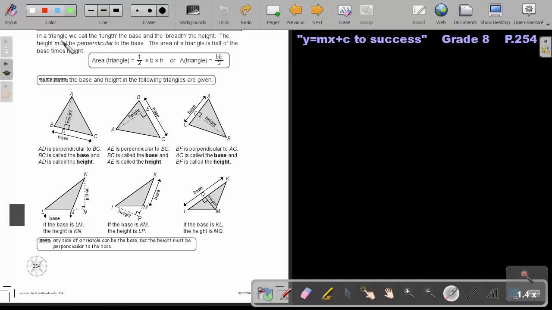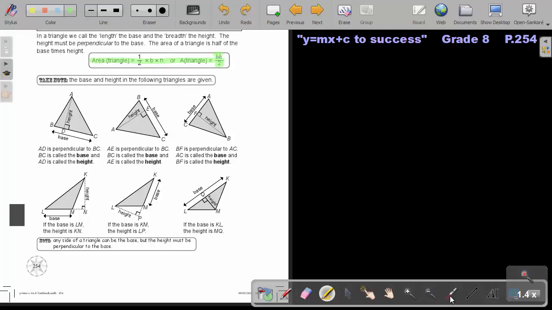Now, in a triangle, we call the length the base. So the one at the bottom was the length and we call it the base. And the breadth was the height. The height must be perpendicular to the base. The area of a triangle is half of the base times the height. So this is the formula for the area of a triangle. It's half base times height, or base times height divided by 2.